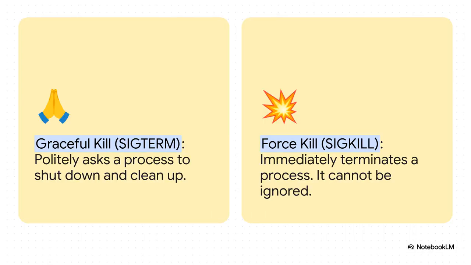And this brings me to the golden rule. Always start with SIGTERM. It's the polite way. It gives the application a chance to save its work and shut down cleanly. SIGKILL is the emergency lever you pull only when that doesn't work. It terminates instantly, which can lead to data corruption. You escalate to SIGKILL when a process is stuck in a loop and just won't listen to the polite request.